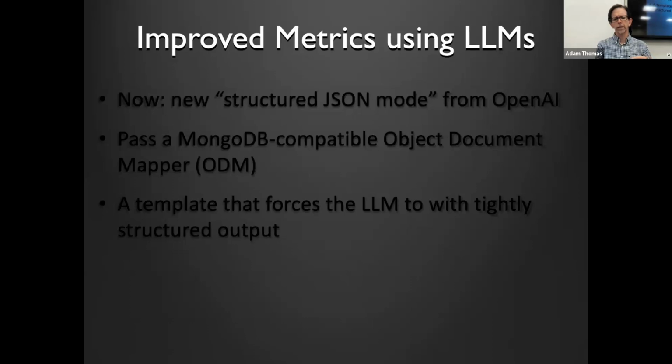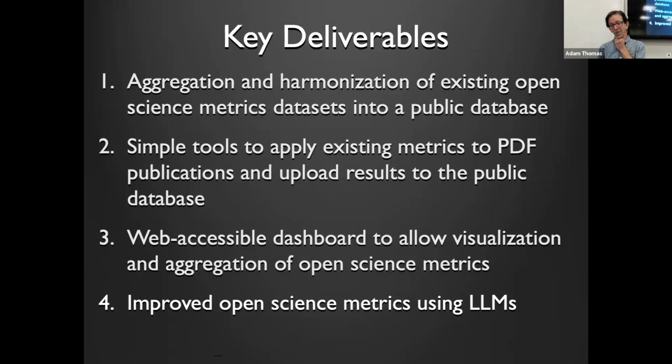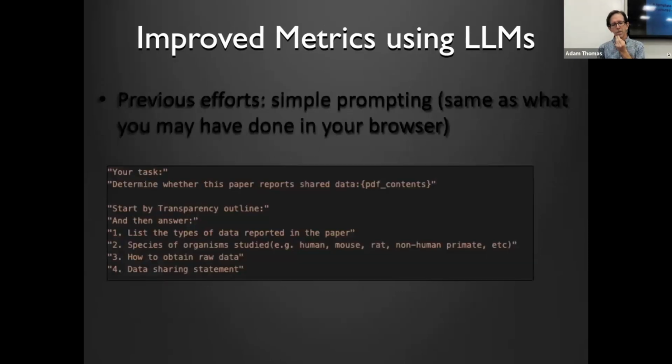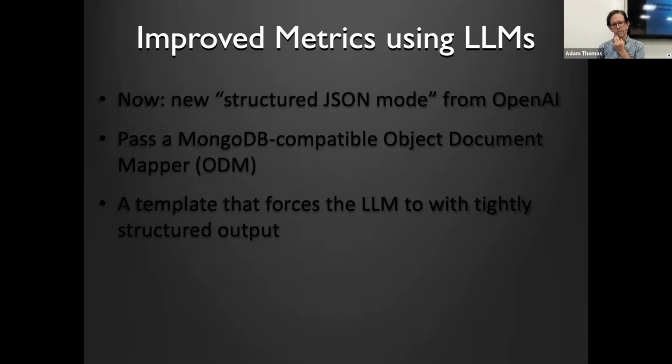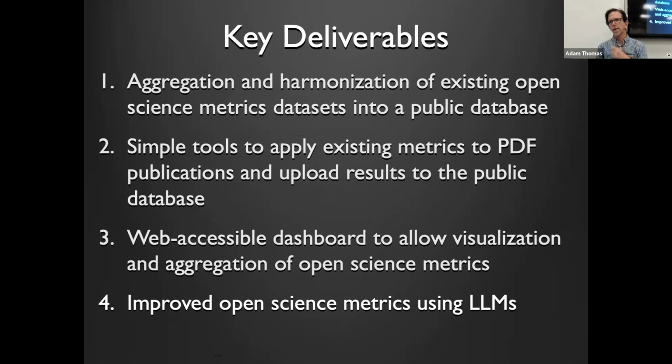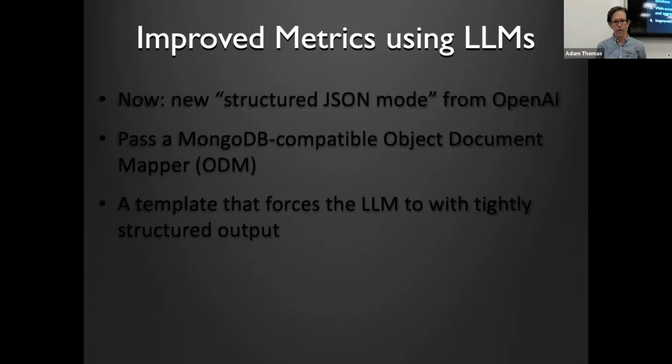And oh, the last piece of this, sorry. Apologies. The absolute last deliverable is improving the metrics using large language models. Again, my fonts are off. So again, the stuff that's out there right now is using a regular expression approach. So we worked with John Lee to use LLMs to do this, to sort of ask the LLM to look for these things. We're using a structured JSON mode, which creates a Mongo compatible object mapper.